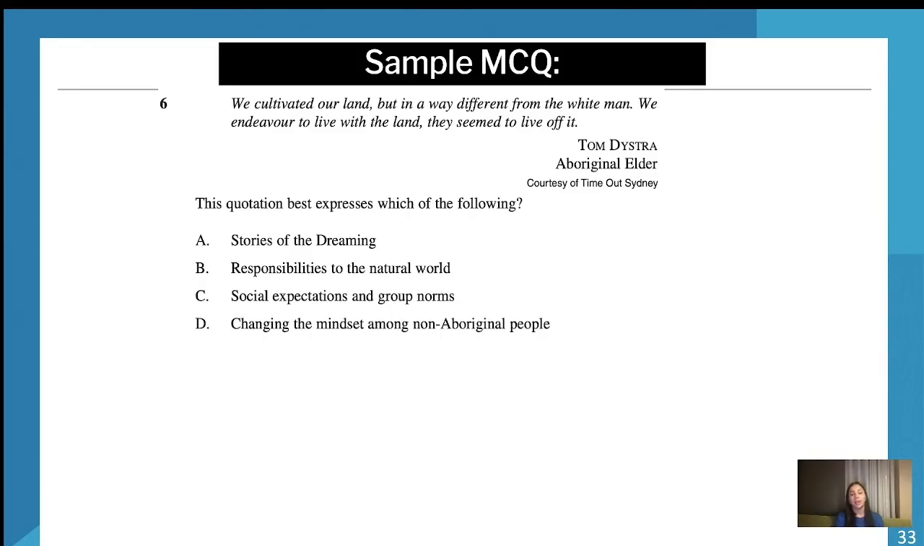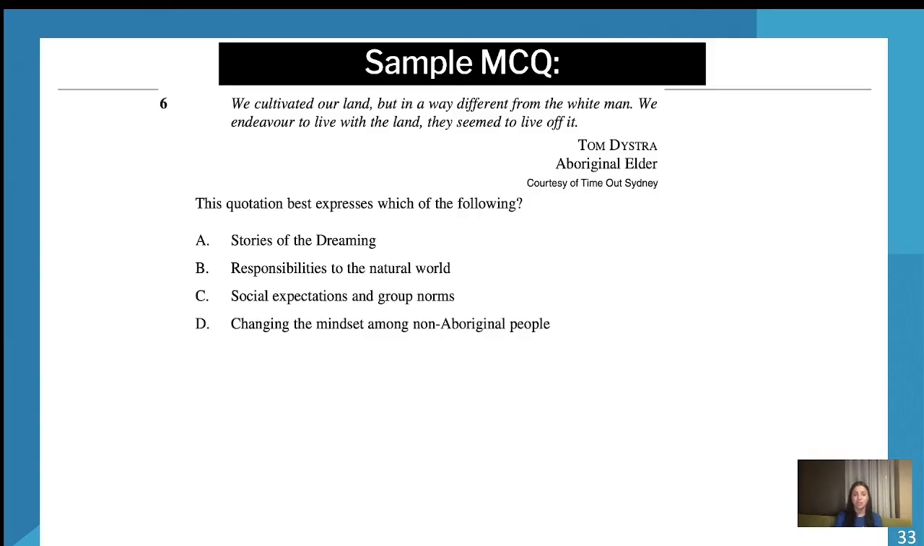We cultivated our land, but in a way different from the white man. We endeavour to live with the land, they seem to live off it. It's a quote from an Aboriginal elder. But what does this quotation best express out of the following? Does it show the stories of the dreaming, responsibilities to the natural world, social expectations and group norms, or changing the mindset amongst non-Aboriginal people?